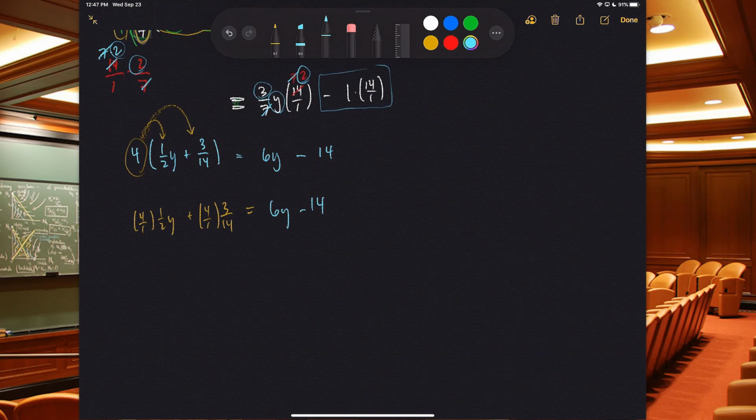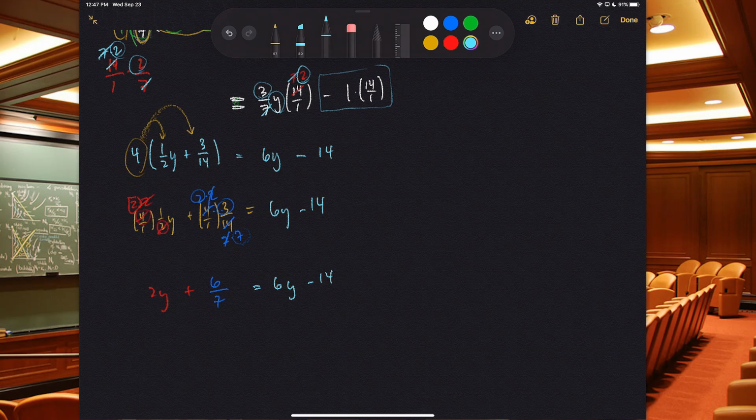And so what's going to happen is this 4 over 2 will cancel nicely, because this becomes 2 times 2, one of them cancels, and so we're left with 2y. But over here, 4 times 3, I can cancel a factor of 2 if I make the 14 a 2 times 7, but it didn't destroy all the fractions. And that's okay, because we're still left with something a little bit better. So we got 2 times 3 in the top over 7, so that's 6/7 equals 6y minus 14.